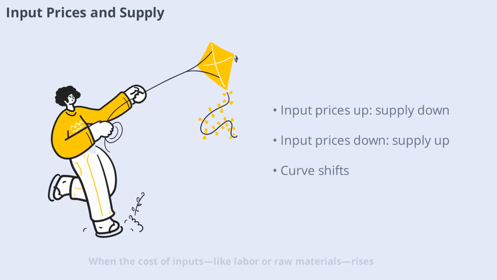When the cost of inputs like labor or raw materials rises, it becomes more expensive to produce goods, shifting the supply curve to the left. If input prices fall, supply increases, shifting the curve to the right. Input costs are a major determinant of supply.